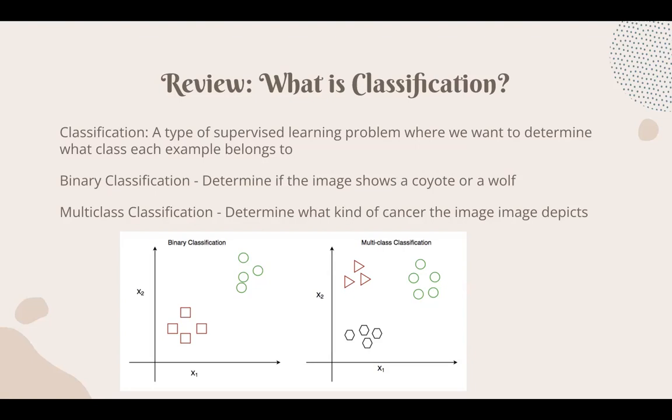So here, a little bit more in depth. Binary classification is when you're splitting something into two classes. So here the example is determining if an image shows a coyote or a wolf. And multi-class classification is determining what class it fits into when there are more than two classes. For example, here it's saying determine what kind of cancer the image depicts. These graphs do a really beautiful job of describing this. As you can see here, there are only two clusters in this binary classification, but with multi-class, you can have 3 or as many as you want.